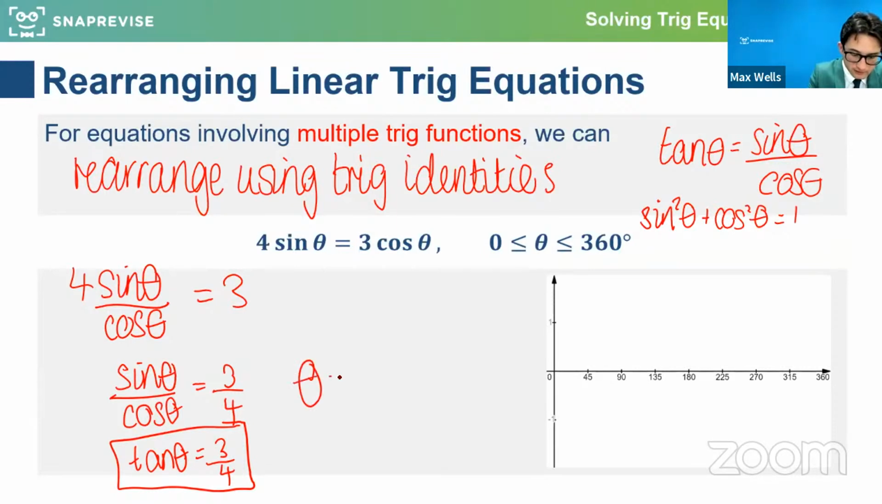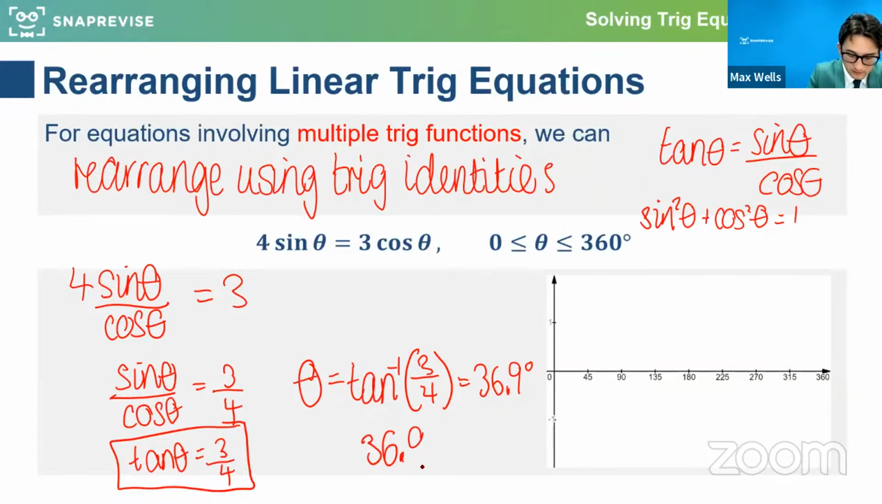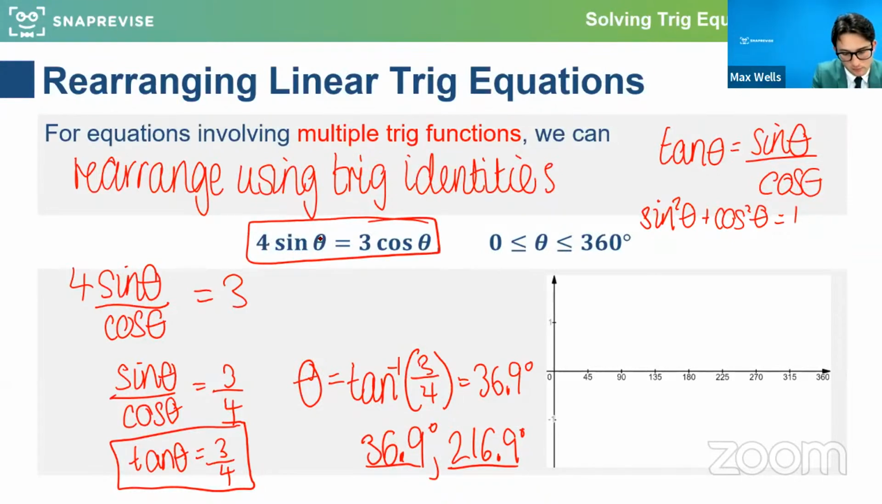So if you solve for theta, inverse tan of 3/4 is 36.9 degrees. Then remember, tan repeats every 180. So you can add 180 on, and you'd get 36.9, and the other value would be 216.9. So we've used a trig identity there to get the same equation, but in terms of one trig function, tan, and we've solved for that. And if you plugged both these values back in here and here, they would be equal. Okay, so you can still check your answer.